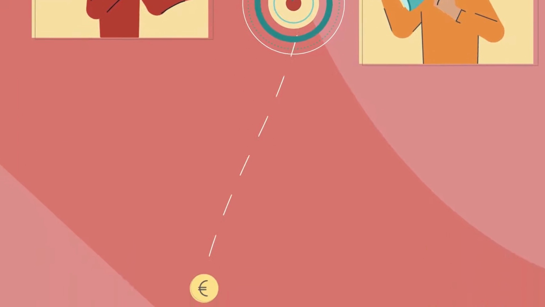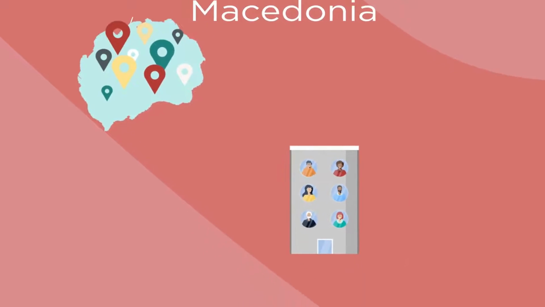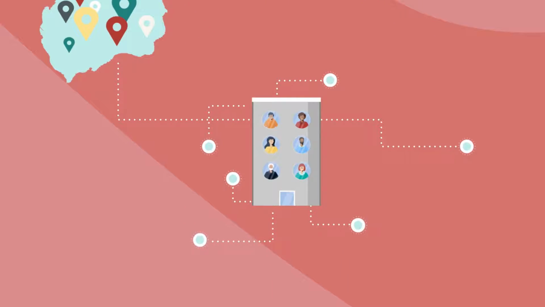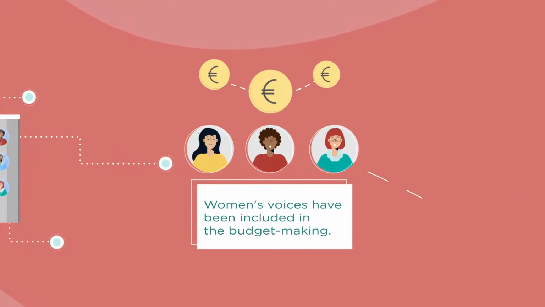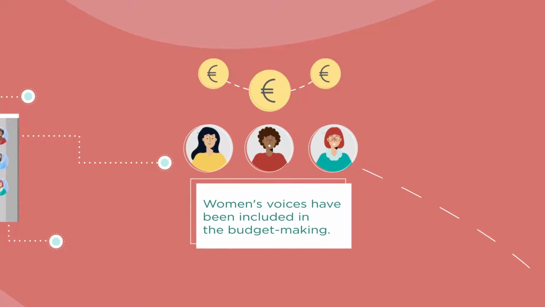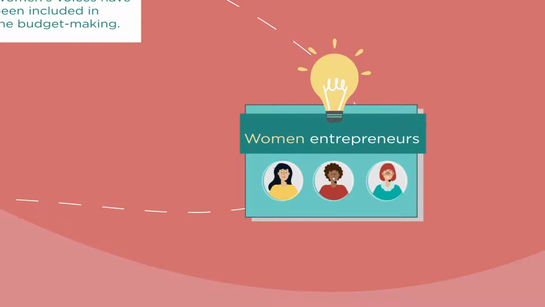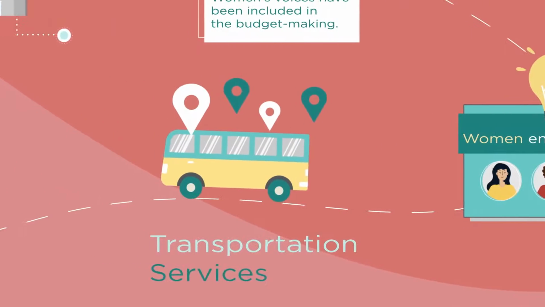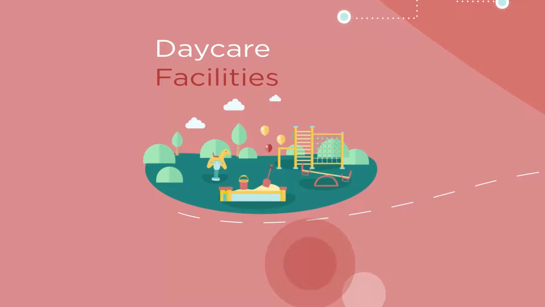For instance, several municipalities in North Macedonia implemented gender-responsive participatory budgeting through a series of outreach activities to ensure that women's voices have been included in the budget making. As a result, several programs were identified and funded, such as supporting women entrepreneurs, changes in transportation services, and opening new daycare facilities, among others.